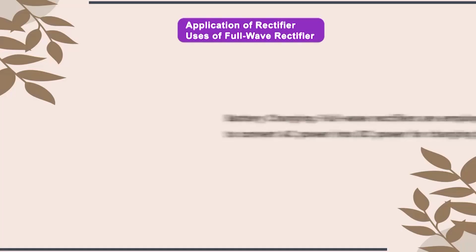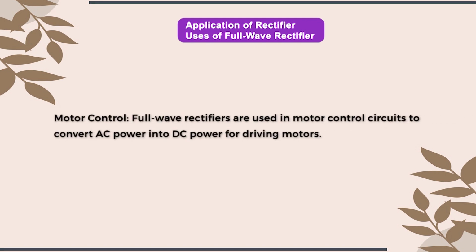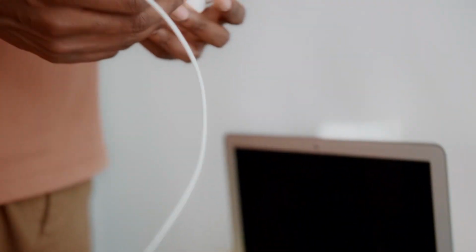Second application is for battery charging. Full wave rectifiers are employed in battery chargers to convert AC power into DC power for charging batteries. The important example for this is the mobile phone charger. Here we use the charger and connect it to the AC supply, and we charge our mobile, which has a battery, and the battery works on DC. That charger consists of a rectifier, and basically that rectifier is a full wave rectifier.